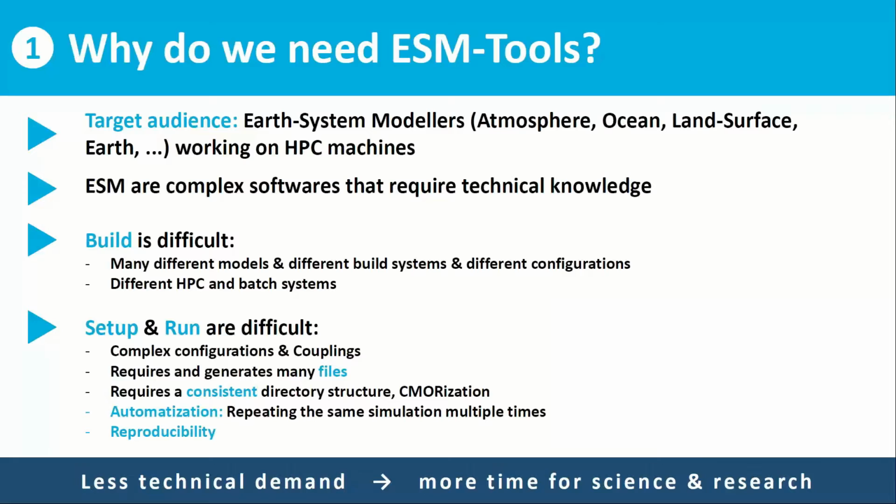You may need to consult the HPC documentation, or they may use different batch systems. Setting up and running are also quite difficult because they require complex configurations. Couplings are difficult. They require and generate so many input and output files. We need a consistent directory structure. And for automation, you need to write scripts to automate the process. And reproducibility is also a very important thing. You may make a run, but when you want to repeat that, you may fail if you do everything manually.